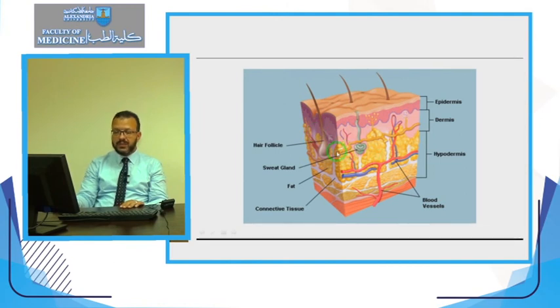Being an organ, the skin has to get its blood supply, and being the most superficial organ in the body, it gets its blood supply from deeper surfaces.